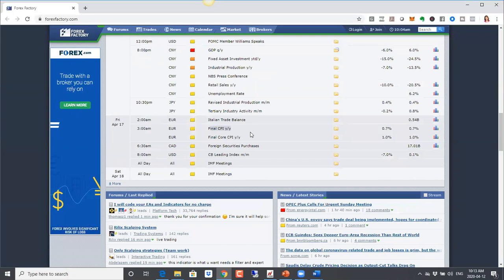And then of course we have CPI yearly numbers for the euro. The euro has not been doing as well against the US dollar, or just overall, as some of the other currencies. So we'll need to keep an eye on the numbers that come out of the Eurozone, but also on the negotiations that the Eurozone is having between different countries.